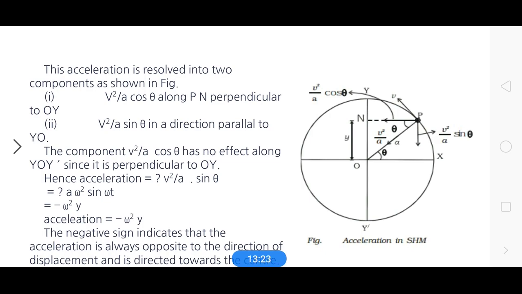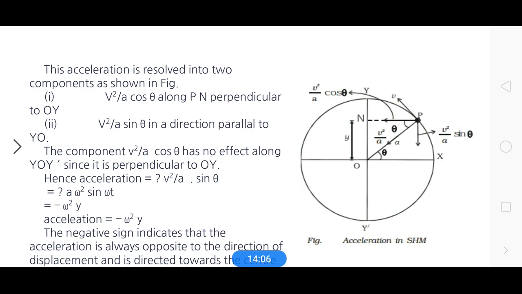So v square by a cos theta is the velocity of the particle executing SHM. v square by a sin theta is the acceleration of the particle executing SHM. Whereas v square by a cos theta has no effect along the y direction, meaning there is no effect of v square by a cos theta on the foot of the perpendicular, that is the particle executing SHM here. So acceleration is equal to v square by a sin theta.